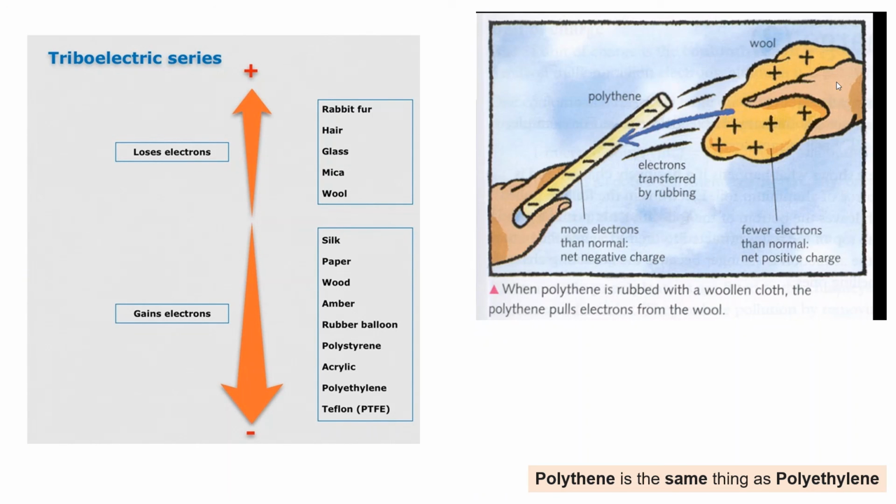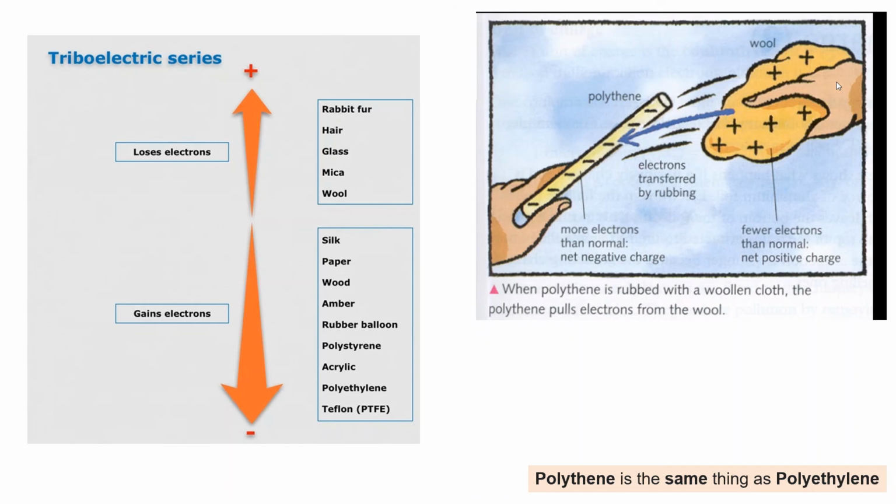So if you look on the right hand side, when polythene is rubbed with a woolen cloth, the polythene pulls electrons from the wool. So there are more electrons in the polythene, that makes it more negative. The electrons are transferred by rubbing. So the electrons go from the wool to the polythene. That makes polythene more negatively charged and the wool more positively charged because there are fewer electrons than normal.